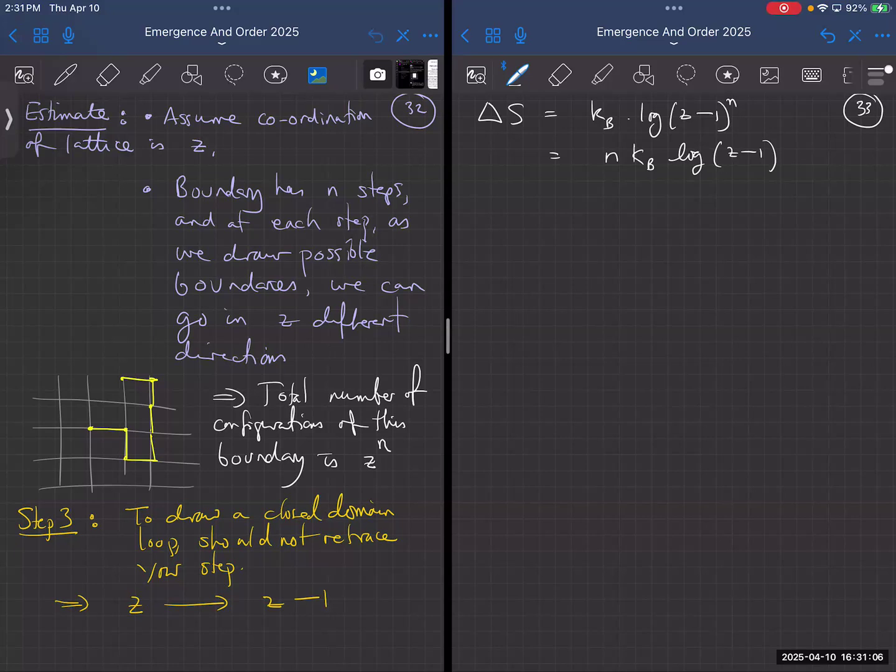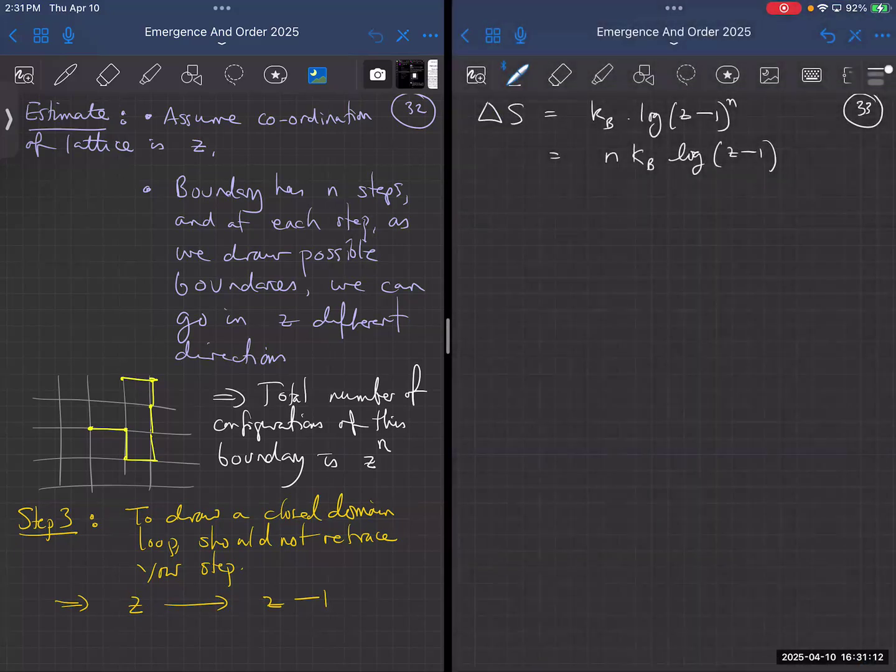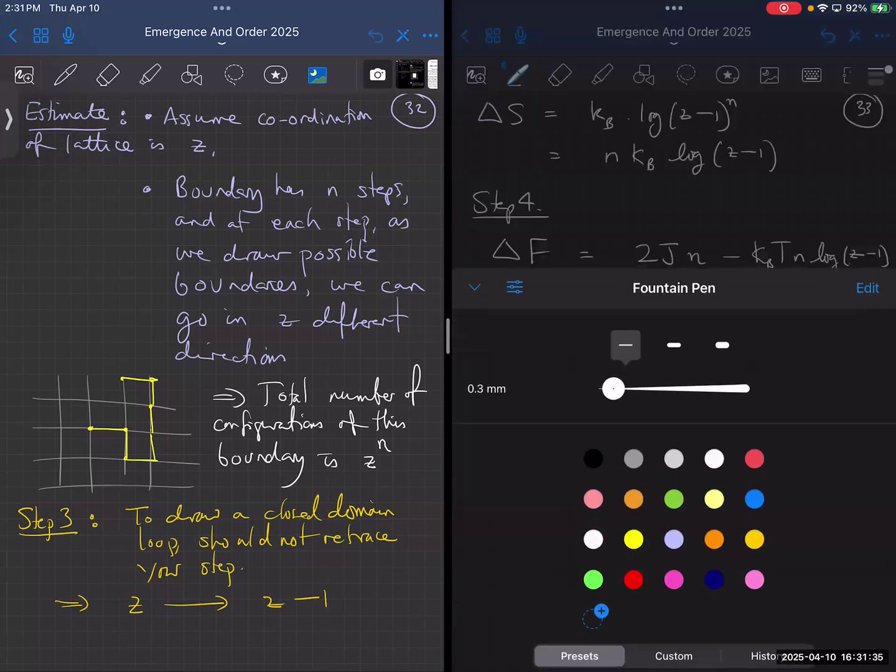So now let's have a look at the total free energy. So that was step 3, so now go to step 4. Delta F is now going to be the change in the energy, which is 2Jn, minus k_B T n log of (z minus 1). And now we're going to do the same thing as we did before.